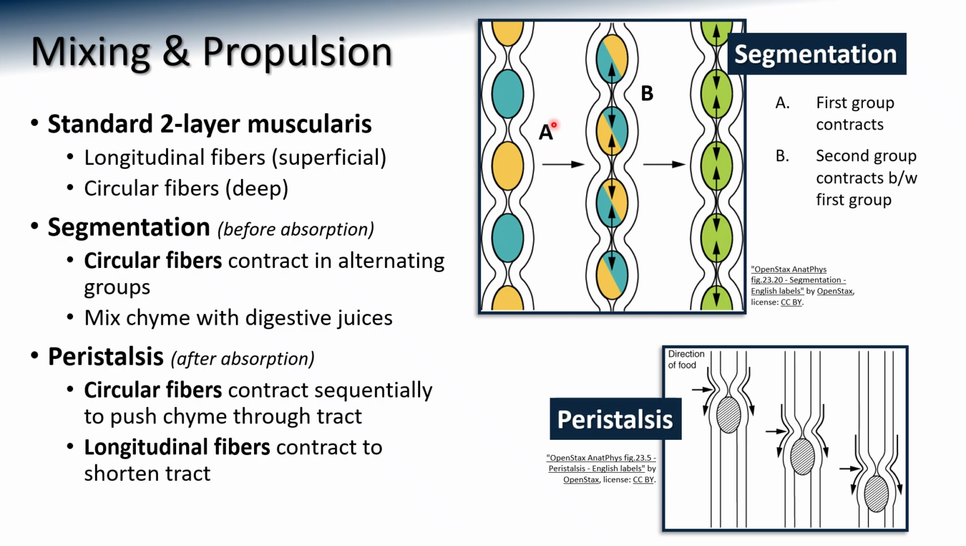So here in this top image, we've got A representing the start of this process, where one specific group of circular fibers contract at the same time, and that separates the contents here into blue and yellow. In the next step, B, an alternating set of fibers contracts, and that mushes the contents from these original groups together, starts to mix them up. Then those first fibers contract again, and we end up with some nicely mixed green sludge traveling through our intestine. Okay, so that's how we have some mixing going on in the intestine.